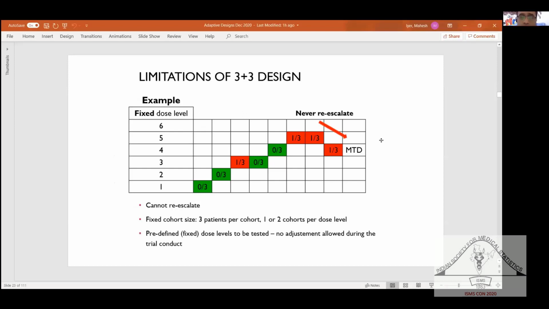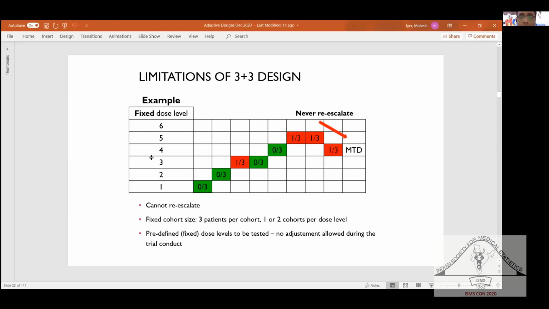Let us say that you start with dose level 1, 0 out of 3, dose level 2, 0 out of 3, dose level 3, you go 1 out of 3. Okay. And 0 out of 3. So you go to dose level 4, 0 out of 3, go to dose level 5. You get the first 3, you get 1 out of 3, second 3, you get 1 out of 3. So you go back now, which is in dose level 4, you get 1 out of 3. The minute this happens, you can never go up again.